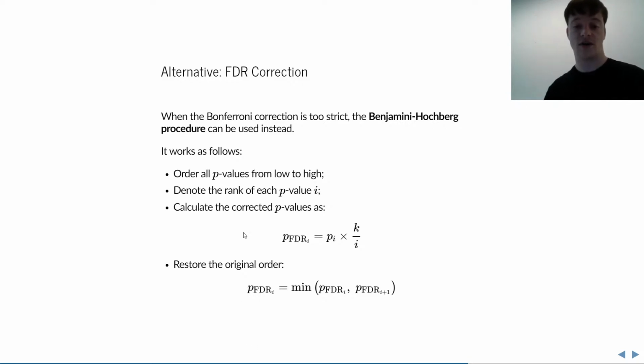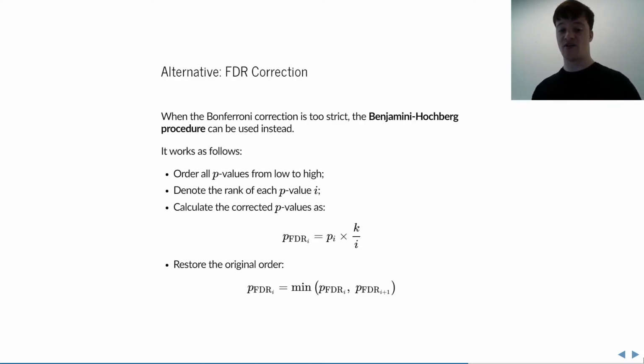And then you correct the p-values by multiplying all of them by a fraction of k. In the Bonferroni correction we would just multiply everything by k, but here we multiply by k and then divide by the rank. So if you are the second p-value, then it's not calculated as p times k, but p times k divided by 2. And if you're the third one, it's p times k divided by 3, etc.